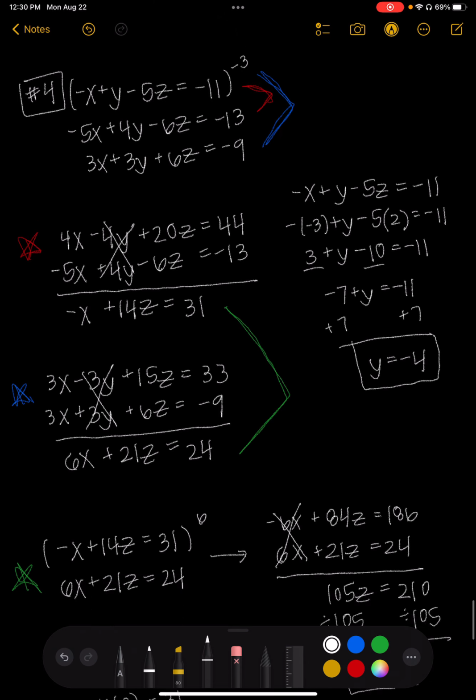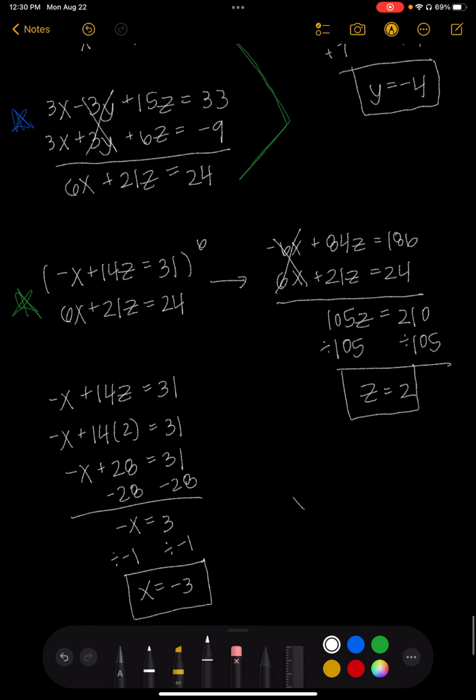All right, so now we have all of our answers. We have x equals negative 3, y equals negative 4, and z equals 2. And there we have it.